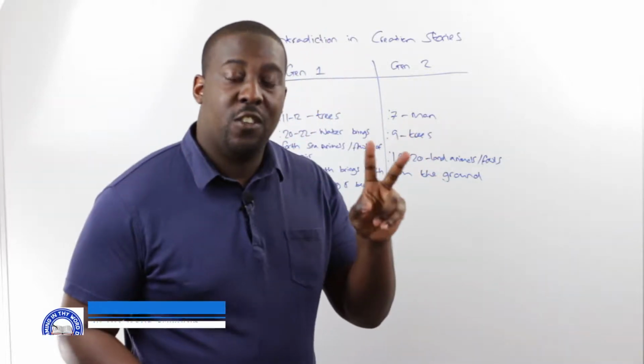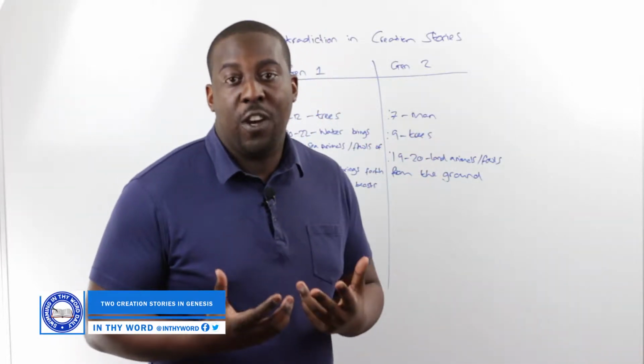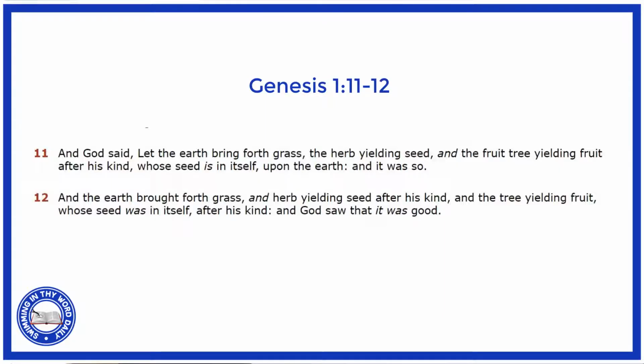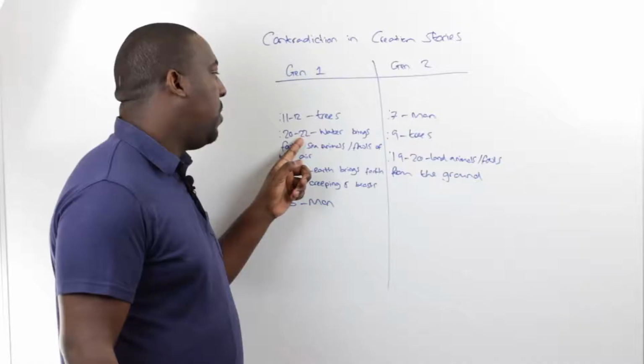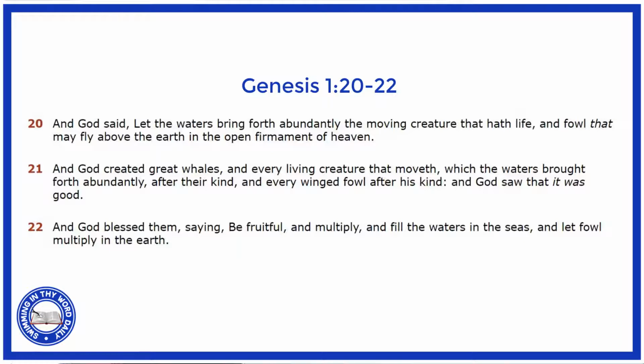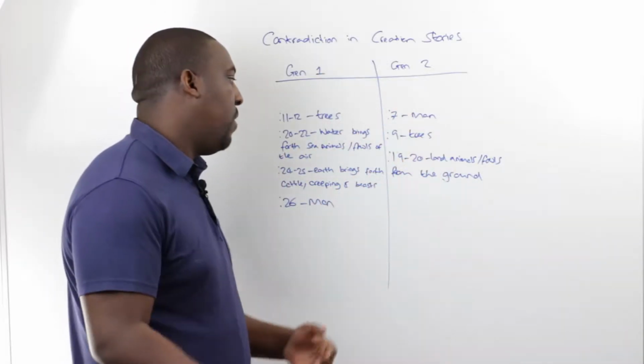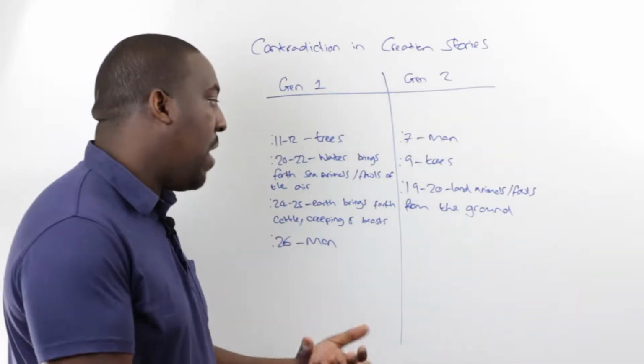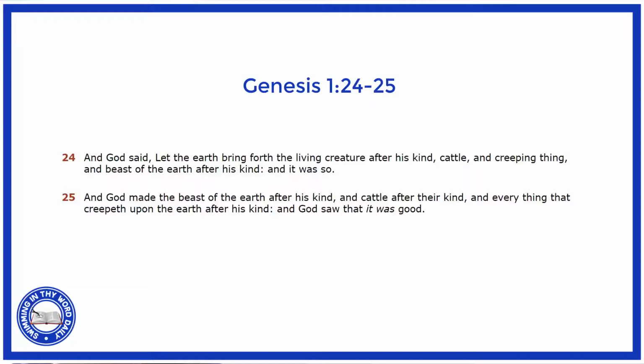There are in fact two creation stories, and when you actually read those two creation stories, they actually contradict each other. So in Genesis chapter 1 verse 11 to 12, we see that trees are created. Then we see in verse 20 to 22 that the water brings forth the sea animals and the fowls of the air, so like the birds that fly in the air. Then we see in verse 24 to 25 that the earth, so out of the ground, brings forth the cattle and creeping thing and beasts of the field, etc.